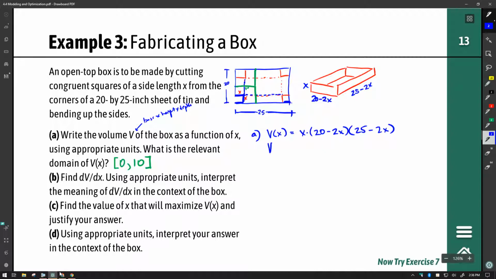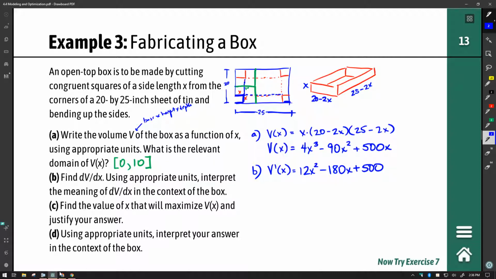So I think that if we multiply everything out here, we're going to end up with a volume function that looks like this. It's going to be 4x cubed minus 90x squared plus 500x. So there's the volume, and that means for part B, V prime is going to look like this: 12x squared minus 180x plus 500. So what is the meaning of that?